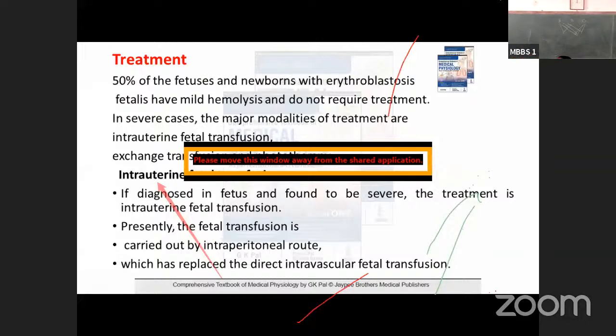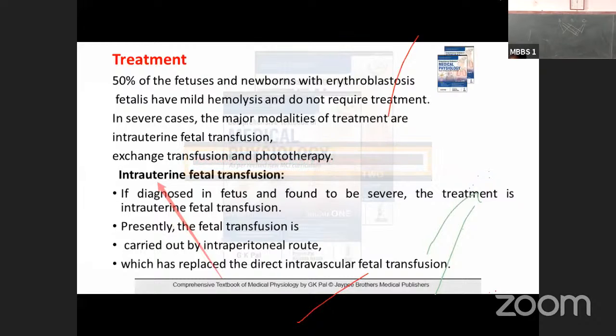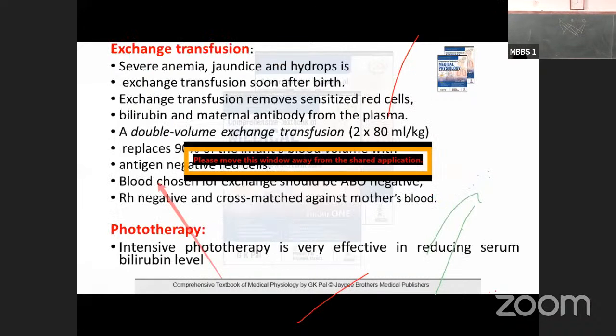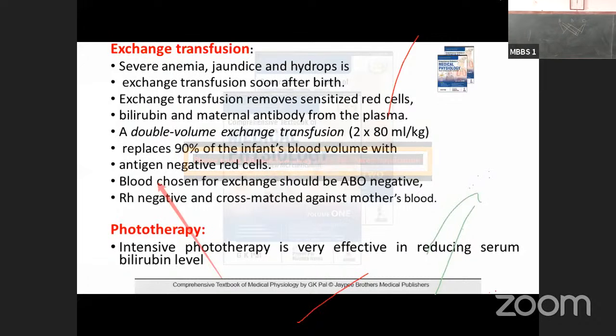So what is the treatment for erythroblastosis fetalis? 50% of newborns with this erythroblastosis fetalis require no treatment; only phototherapy is given. They keep these newborn babies under phototherapy, so phototherapy for the 50% cases. Sometimes they give intrauterine transfusions and exchange transfusions. For the severe anemia, they give the exchange transfusion. That is the double volume exchange transfusion, given Rh negative and cross-matched against the mother's blood. Phototherapy is most effective and commonly used to reduce the serum bilirubin level.